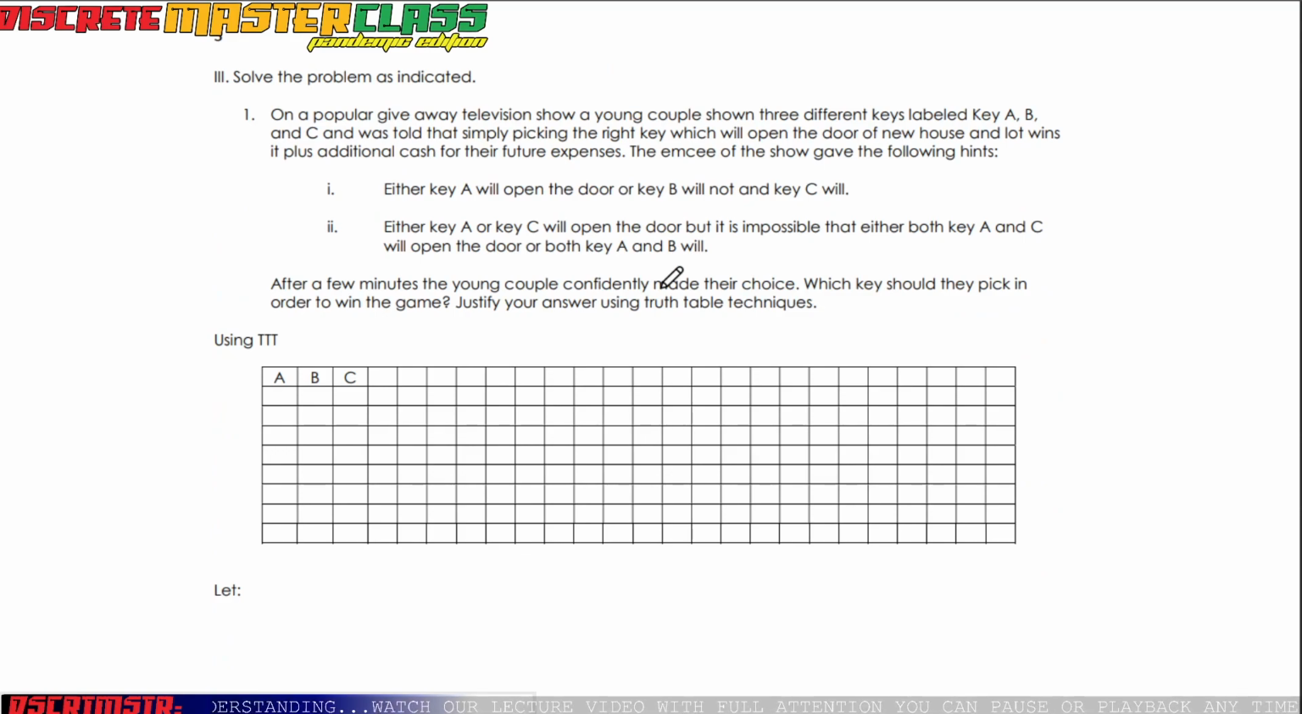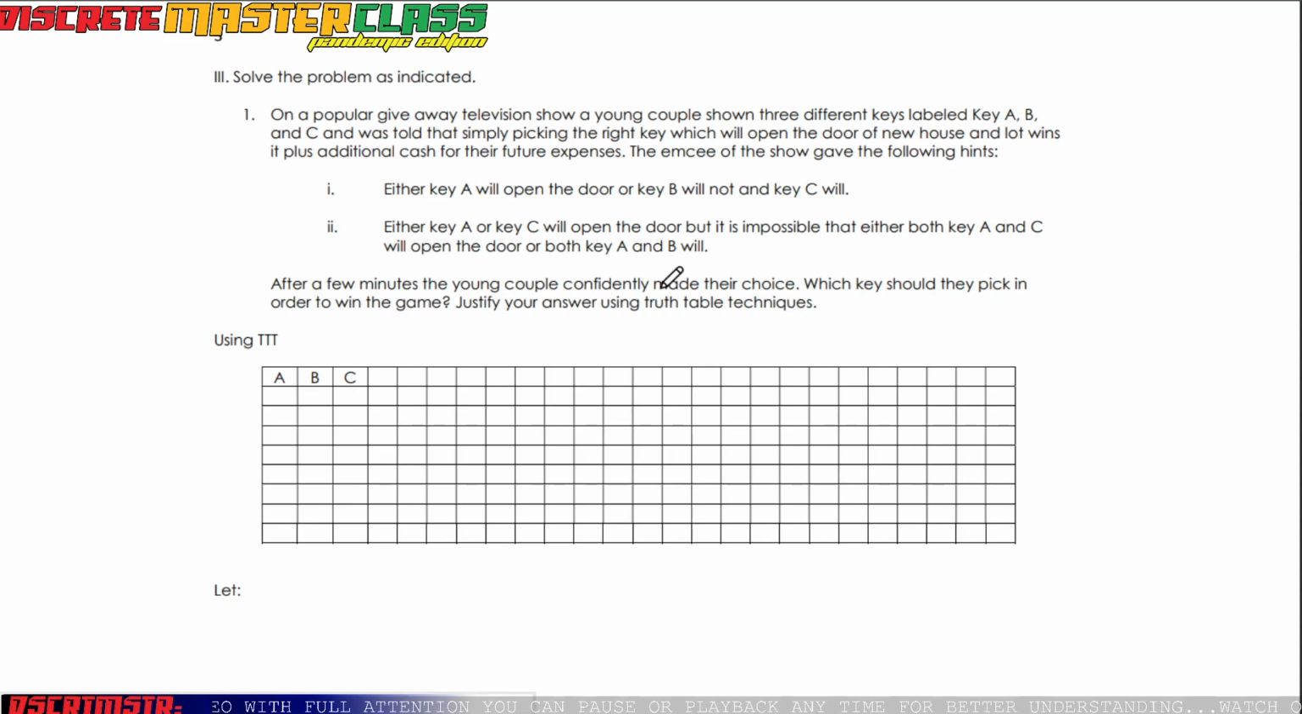I will read: on a popular giveaway television show, a young couple was shown 3 different keys, labeled key A, B, and C, and was told that simply picking the right key, which will open the new house and lot, wins it, plus additional cash for their future expenses. The MC of the show gave the following hints.